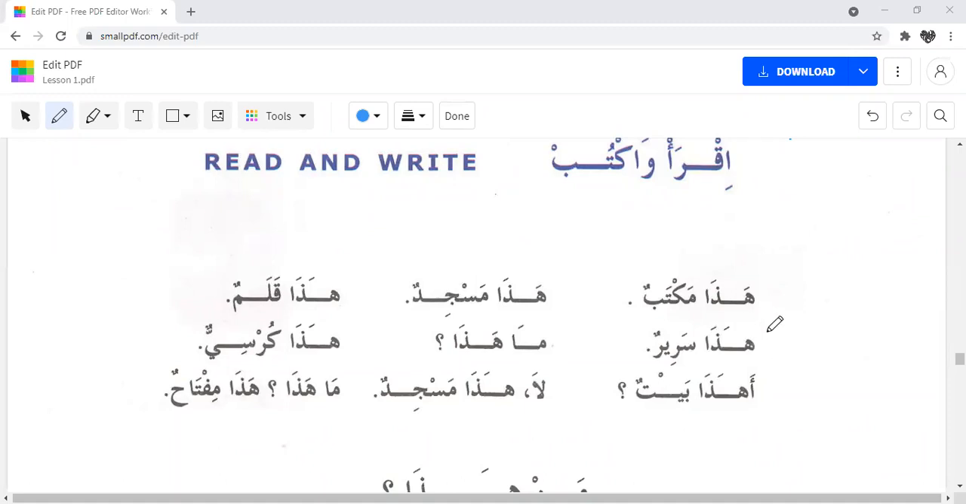Could you read the next line? This is a bed. What is this? This is a chair. Very good. Thank you.